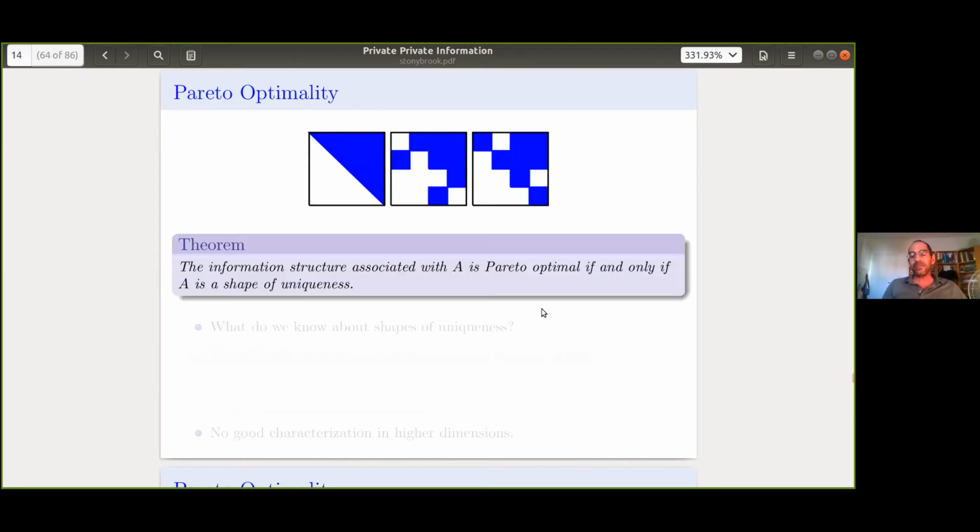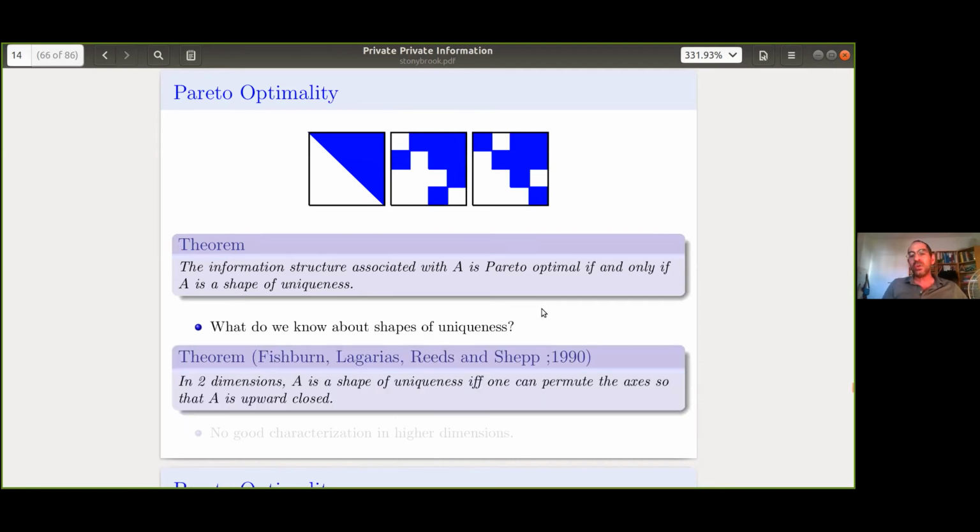So here's the theorem. The information structure associated with a set A is Pareto optimal if and only if A is a shape of uniqueness. And what do we know about shapes of uniqueness? In 2 dimensions, A is a shape of uniqueness if and only if, up to equivalence, it's upward closed, like the example here on the left. The 2 examples on the right are equivalent, so these are not shapes of uniqueness.